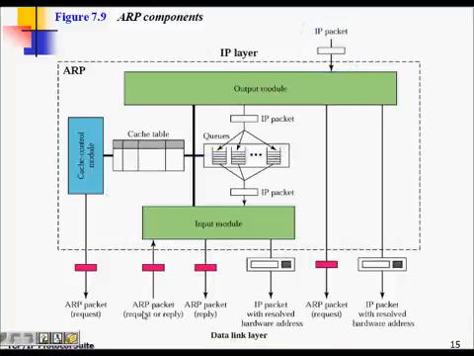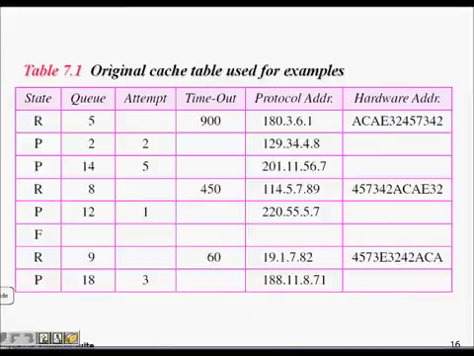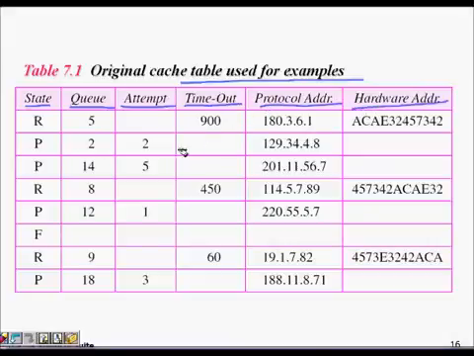Okay, so let's try to see. This is a cache table for our example. Here you see there is a state, a queue number, number of attempts, timeout, the IP address and its hardware address. Okay, so these things are there in the table. State R means that, okay, I already know that for this IP address you have this particular MAC address and it's resolved, and this queue number tells you that if you are forwarding a packet to this particular IP address, you need to send it into queue number 5.